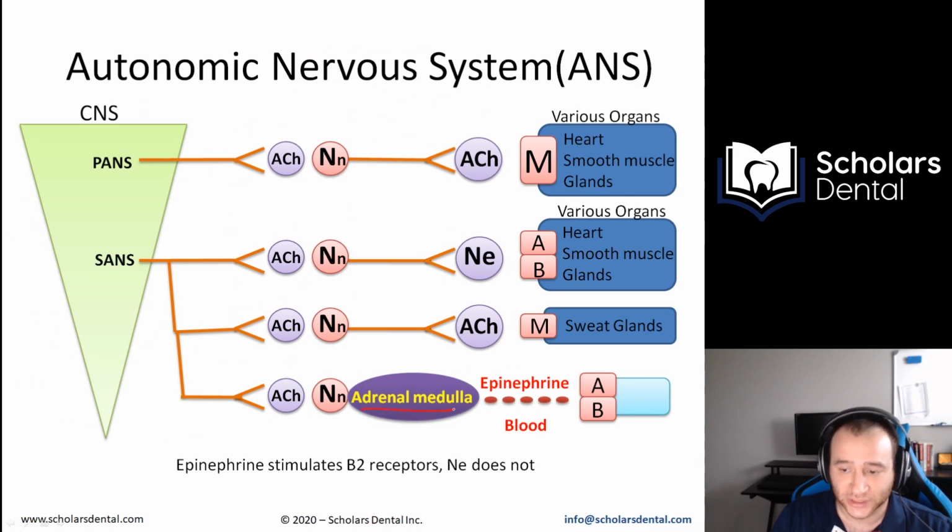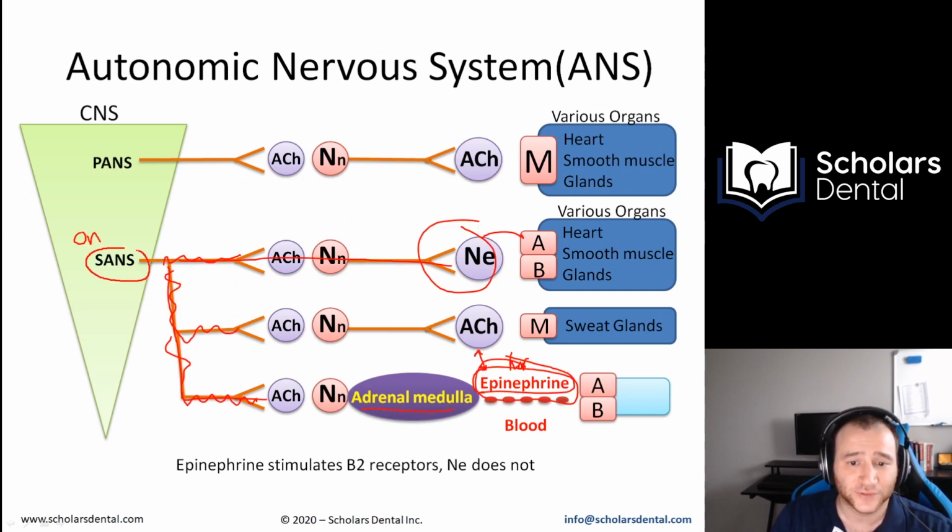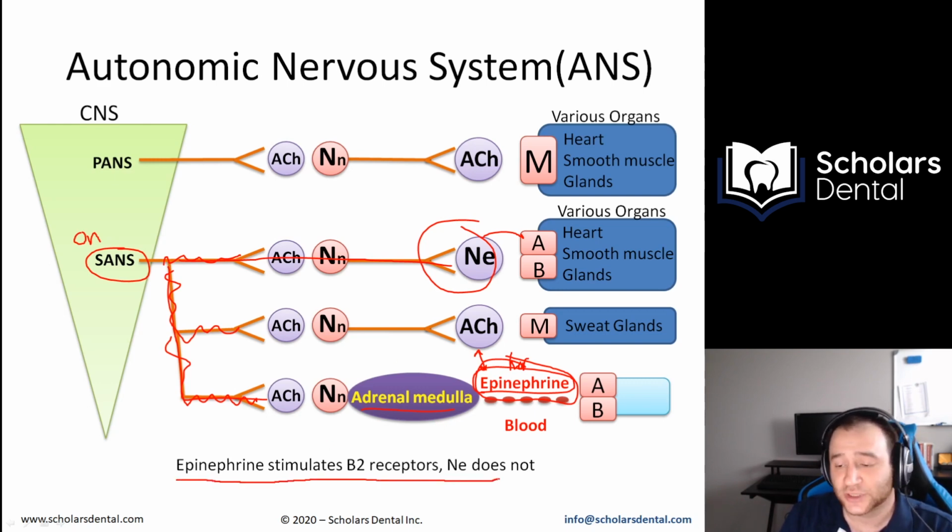The adrenal medulla specifically is connected to the sympathetic nervous system with an electrical connection, not chemical only. So it's a neuron that gets there, and it doesn't need to wait for a hormone to release epinephrine. It gets stimulated right away so that you release the epinephrine. Okay? And here's a little note. Epinephrine stimulates beta-2 receptors. Norepinephrine does not.